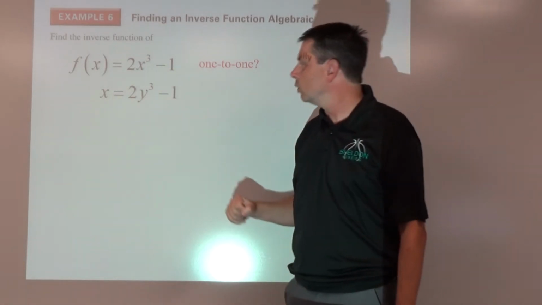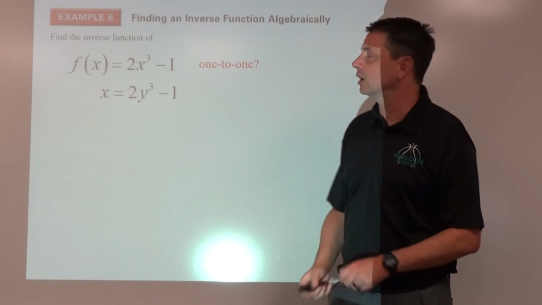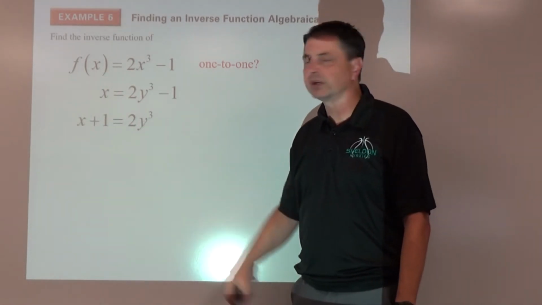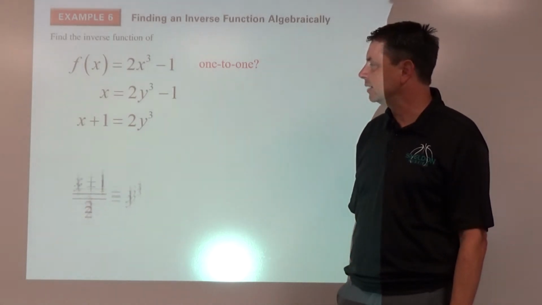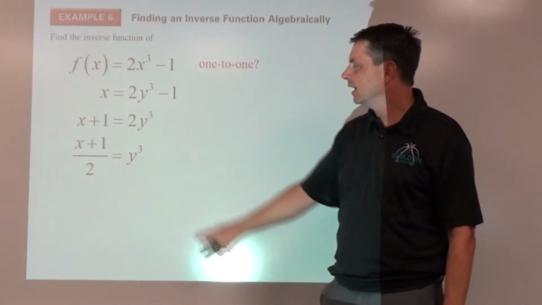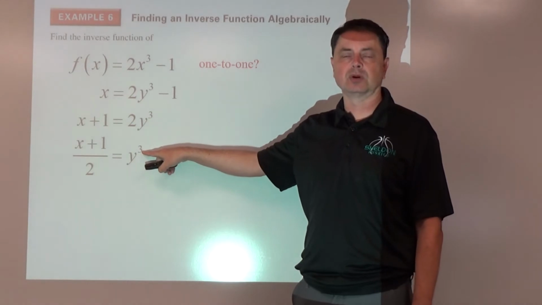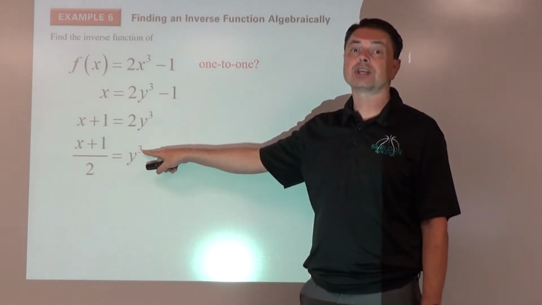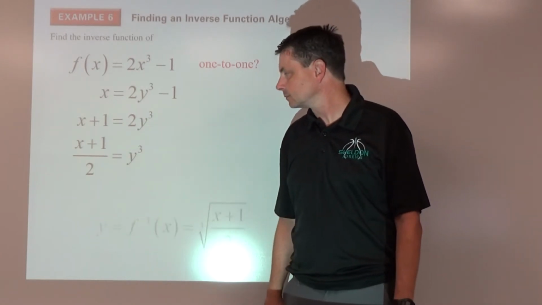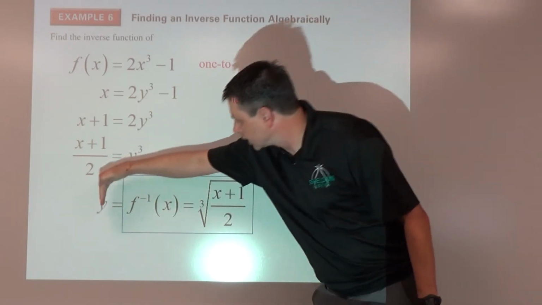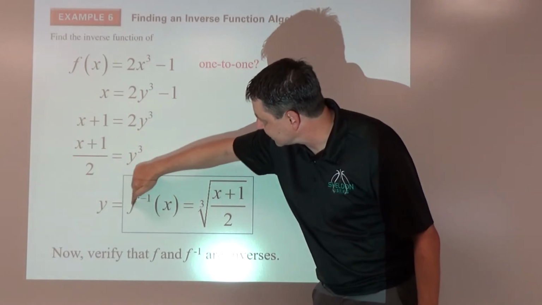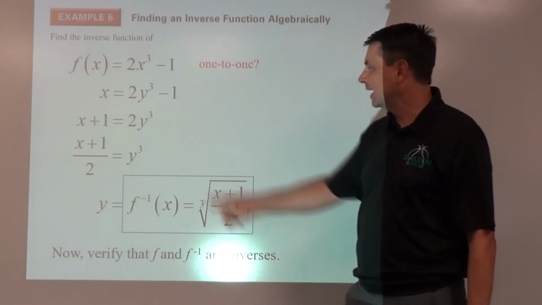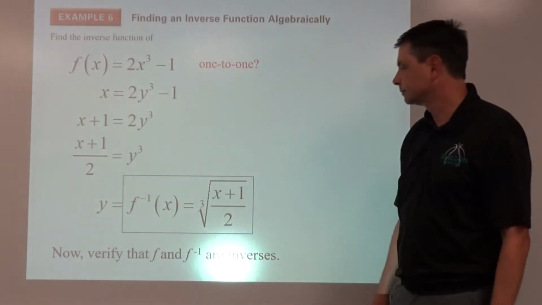To solve for the y, we should probably undo the minus 1, and then we can get rid of the 2. Divide by 2 on both sides. And how would we undo the exponent at this point? How do we undo cubing? We're going to cube root both sides. And when we do that, we go from y equals, now let's rewrite that as f inverse of x equals the cube root of the x plus 1 over 2.